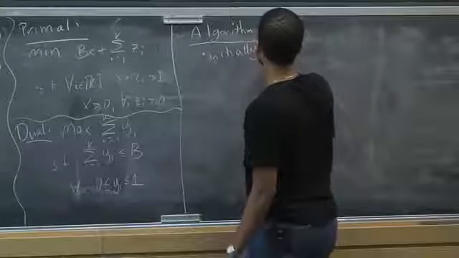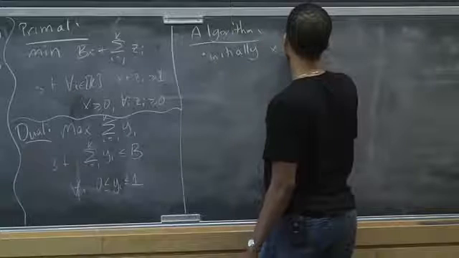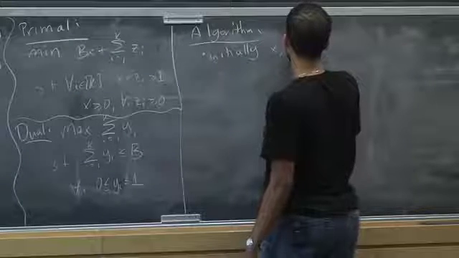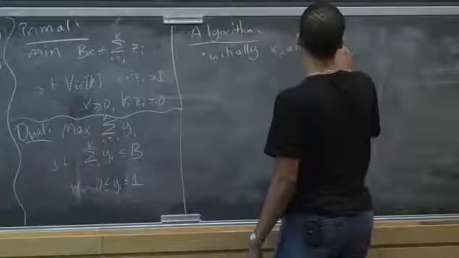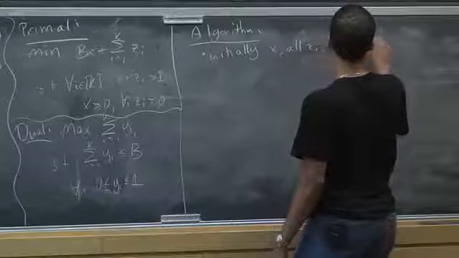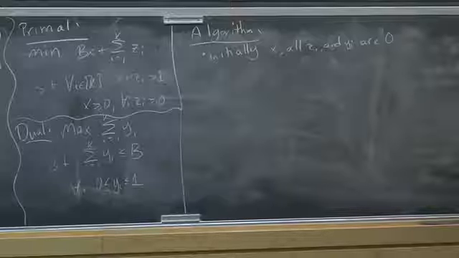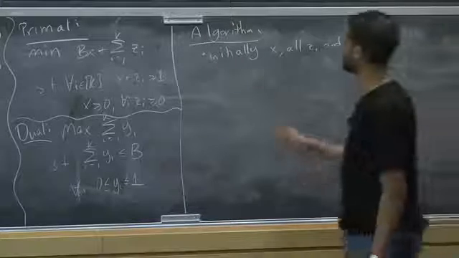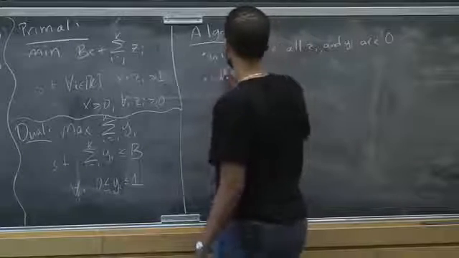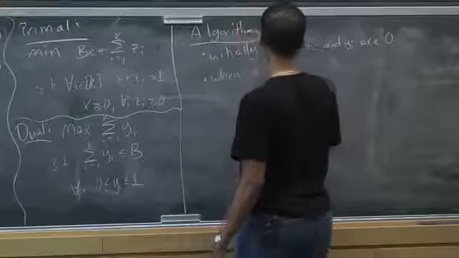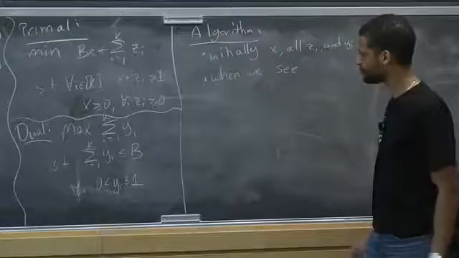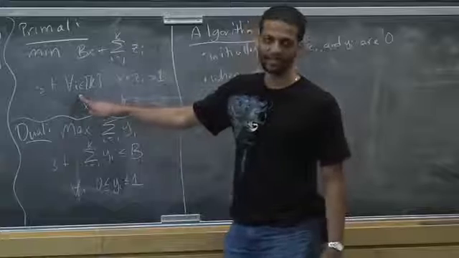Initially, x, all zi, and yi are 0. Okay. When we see a constraint, so what are we seeing online? We're seeing these constraints online.